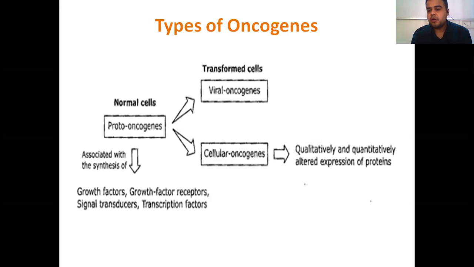So it is qualitatively and quantitatively altered expression of the protein, which can happen because of C-onc or cellular oncogenes, which are the cellular counterparts of the viral oncogenes. So both of these you should know. Viral oncogenes, the cancer-causing genes in viruses, are termed V-onc, and those present in our cells are termed C-onc. These proto-oncogenes have the potential to cause cancer, and then we can call them cellular oncogenes. Transformed cells means cells which have been transformed from normal cells into cancerous ones. So they may have either viral oncogenes, which we call V-onc, or it can also be termed C-onc.